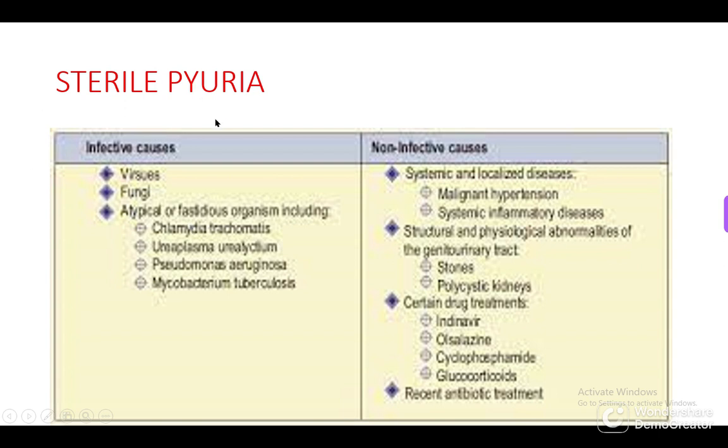Asymptomatic bacteriuria is the condition in which you find organisms in the urine culture, but the patient is asymptomatic. There are two terminologies which are interrelated.